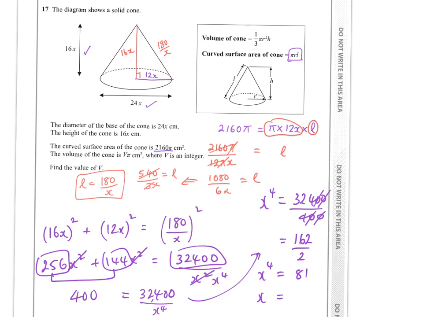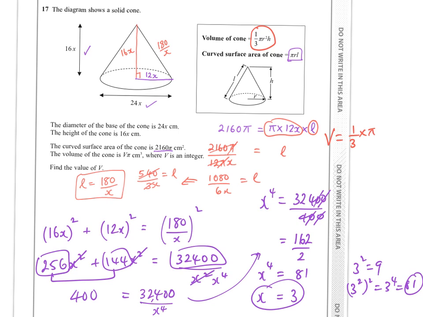Well, that something must be 3, because 3 squared is 9, and 3 squared squared is 3 to the 4, so that would be 81. So we know x is 3, so it's quite easy now. We can finish off the last part because we know the volume is going to be just popping these numbers into the formula. So we have 1/3 of pi times the radius squared. Well, don't forget the radius is 12x, 12 threes are 36, so that's 36 squared times the height, which is 16x, and 16 threes are 48.